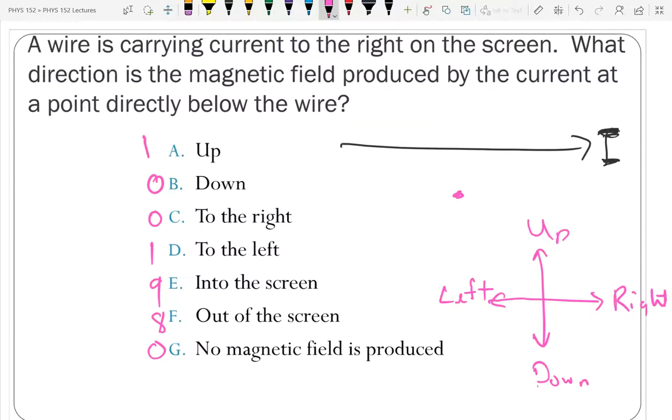I said I was going into the screen because if you use the right hand rule in the direction of the current, your hand's going to curve clockwise, and at that point down at the bottom, it will be going into the screen. Put your thumb in the direction that shows the current. Wrap your fingers around the side that's below. In this case, my fingers are going into the screen. And so that was the correct answer, into the screen.